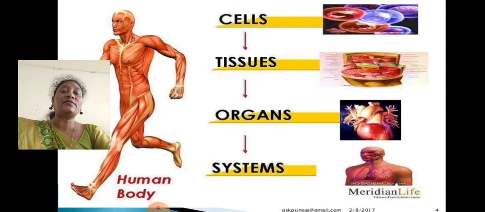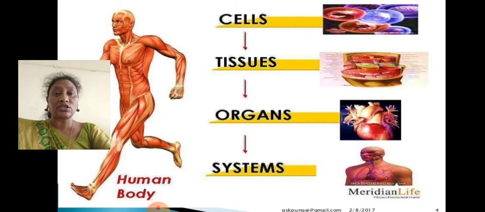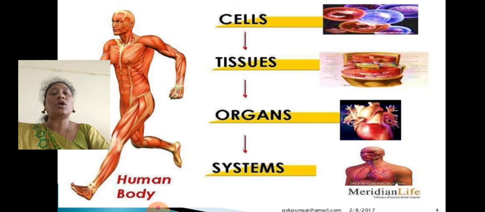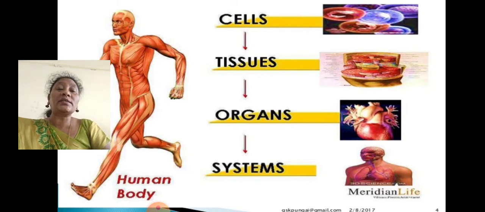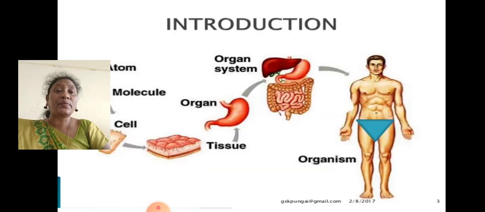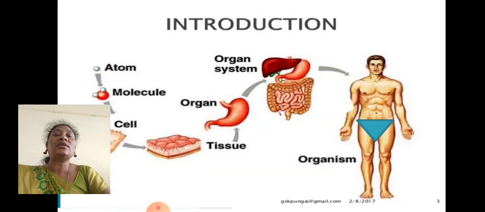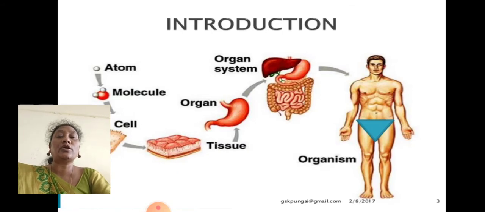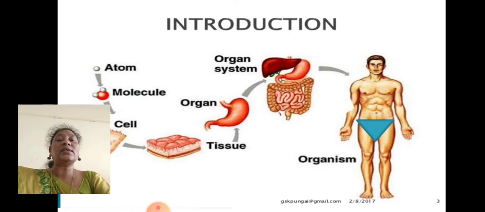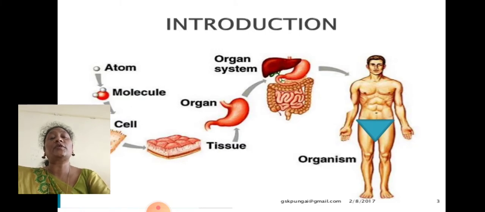So how does the organism form? A group of cells form a tissue, a group of tissues form an organ, a group of organs form an organ system. These groups of organ systems develop into an organism. Here you can see the cells are made by groups of molecules. These molecules are made up of atoms. A group of cells form a tissue, as you can see in the picture. A group of tissues form an organ, a group of organs form organ systems, and a group of organ systems form an organism.